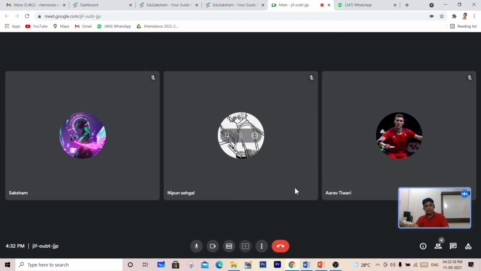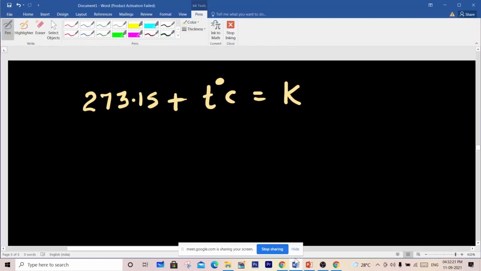So this is the temperature in the Kelvin scale. 273.15 plus the temperature in degrees Celsius is equal to the temperature in the Kelvin scale. You can omit the 0.15, no problem. Normally, exactly it is like this, but otherwise you can omit the 0.15.